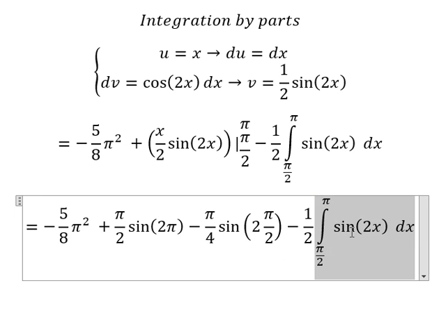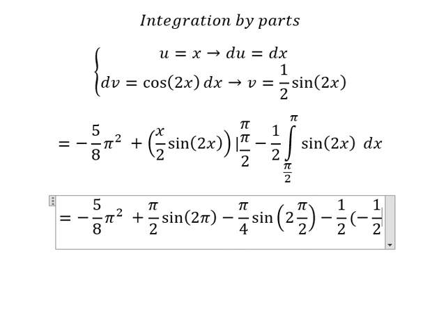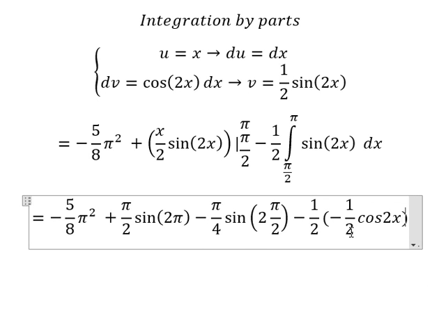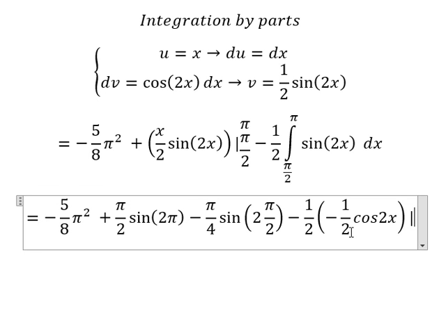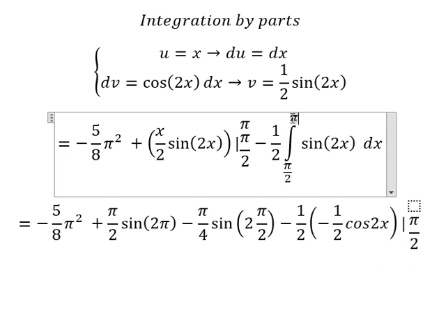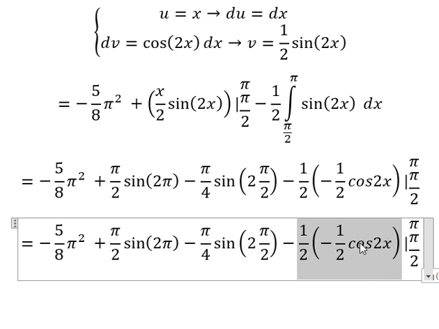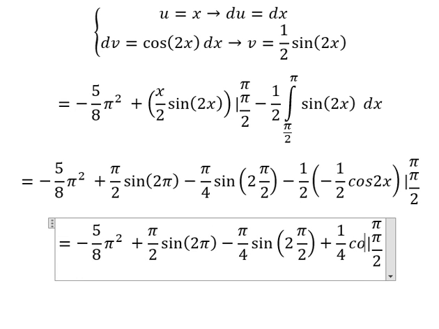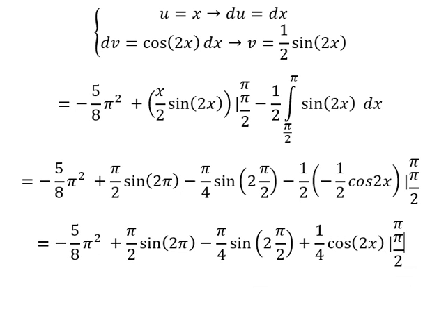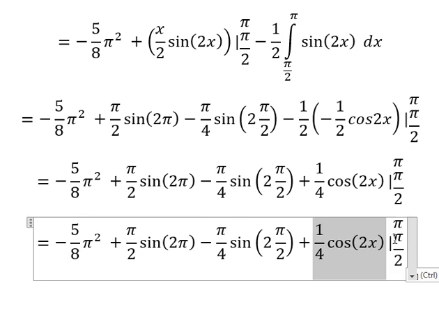The integration of this one, we have negative 1 over 2 cosine 2x. And I will put the bounds from b over 2 to b. And this one we have positive 1 over 4 cosine 2x. And now I will put b and b over 2 in here.